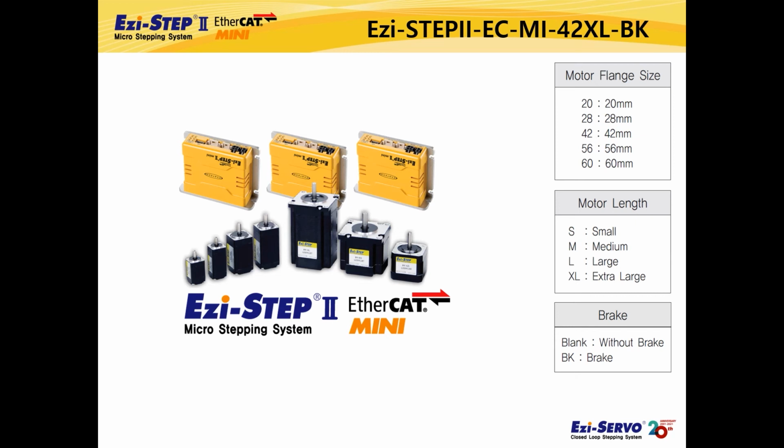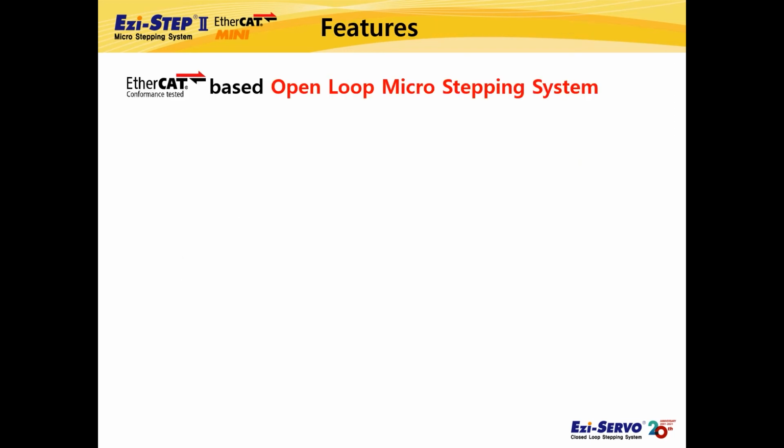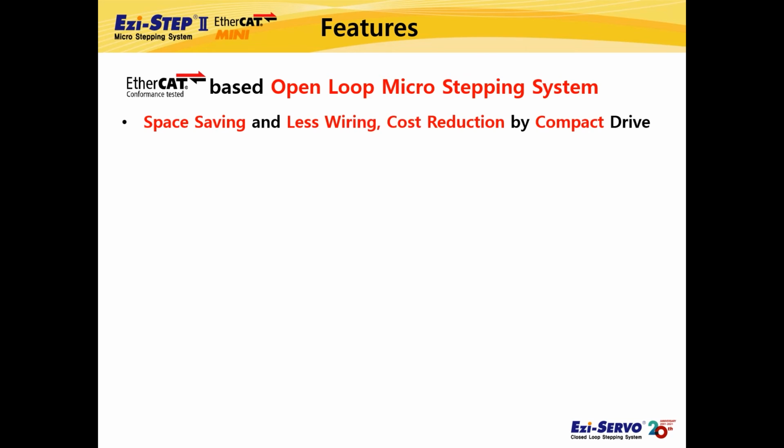For example, you can use it to prevent the Z-axis load from falling. Please refer to the catalog for details. Now, let me introduce the features of Ezi-STEPII EtherCAT MINI product. Ezi-STEPII EtherCAT MINI is an EtherCAT-based open-loop micro-stepping system product. Ezi-STEPII EtherCAT MINI uses a compact-size drive, so you can save space and the wiring would be simpler.